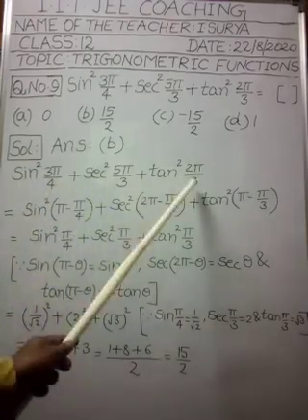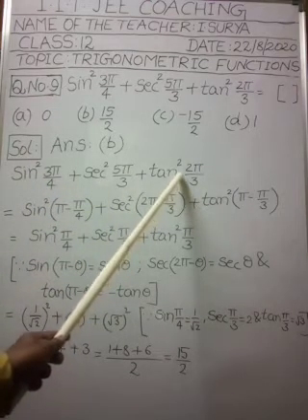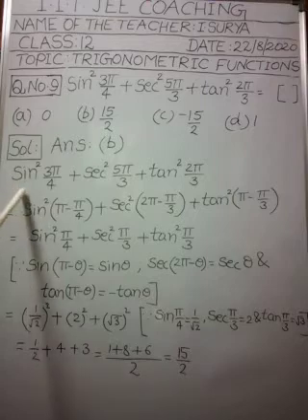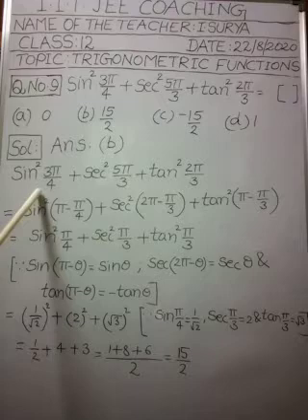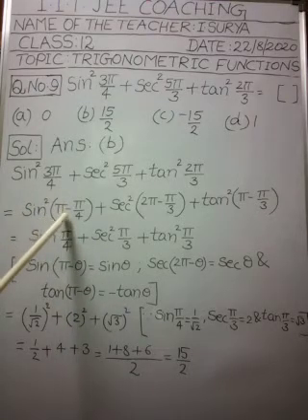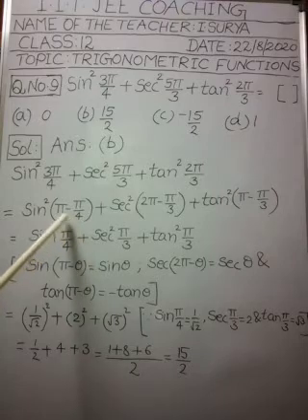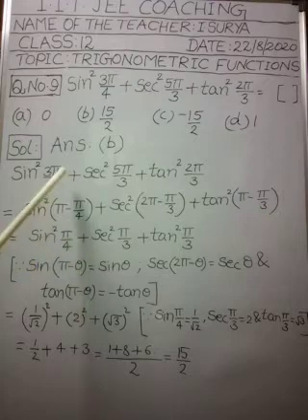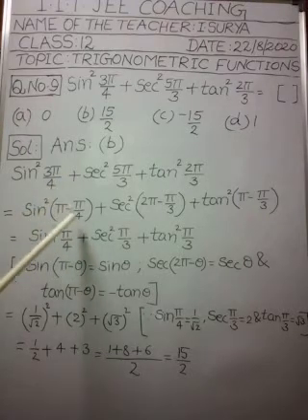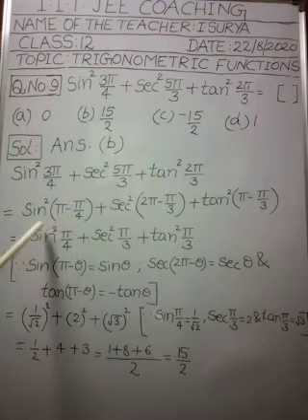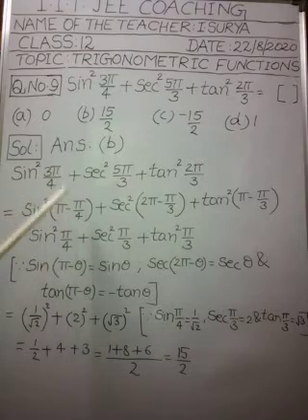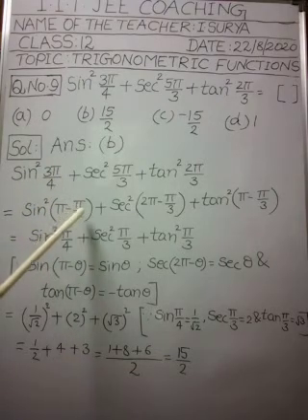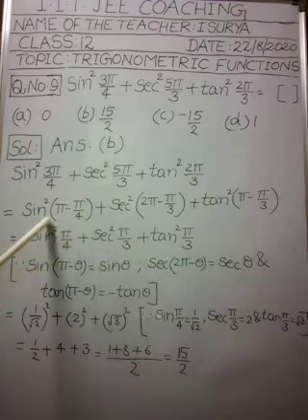I have written the given expression as it is. See the first term, sin square 3 pi by 4. So I wrote sin square 3 pi by 4 as sin square of pi minus pi by 4. If you simplify these two numbers within these brackets, again you get 3 pi by 4 only. That is why for our convenience we wrote sine square 3 pi by 4 as sine square of pi minus pi by 4. Understood this first term, my children?